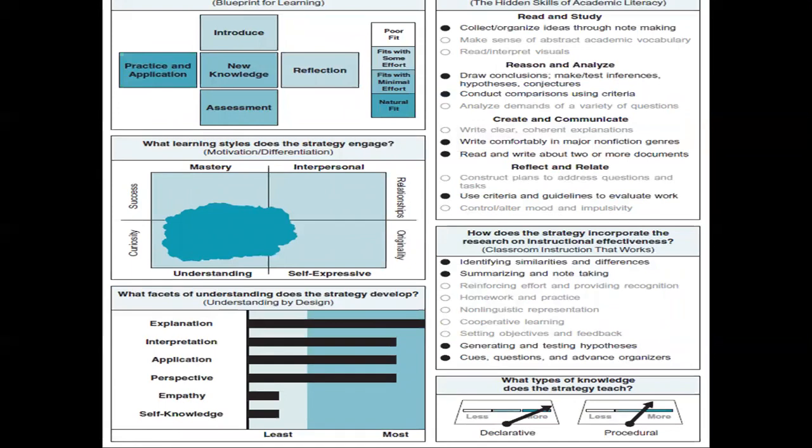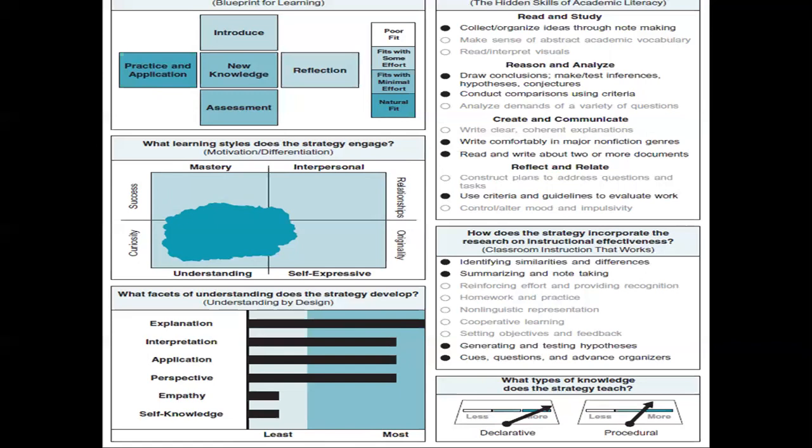This is a strategic dashboard, and of course, you introduce, you have practice and application, new knowledge, reflection, and assessment. Some of the hidden skills of academic literacy: under read and study, they collect and organize ideas through note taking. Under reason and analyze, you draw conclusions, make and test inferences, hypotheses, conjectures, and you conduct comparisons using criteria. Under create and communicate, you write comfortably in major nonfiction genres, and you read and write about two or more documents. And under reflect and relate, the main thing is using criteria and guidelines to evaluate work.